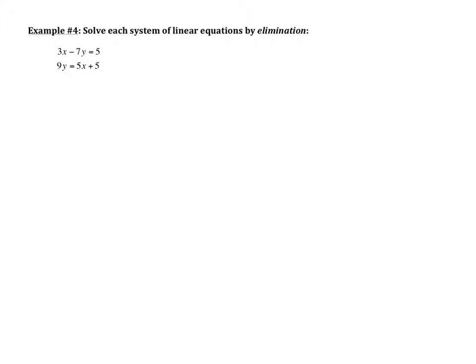And example number 4, our last one. Solve each system of linear equations by elimination. So we have 3x minus 7y equals 5 and 9y equals 5x plus 5.